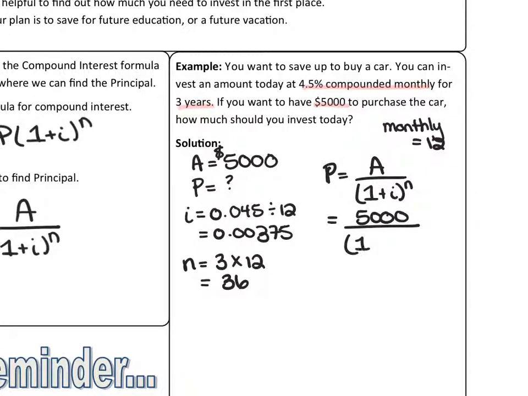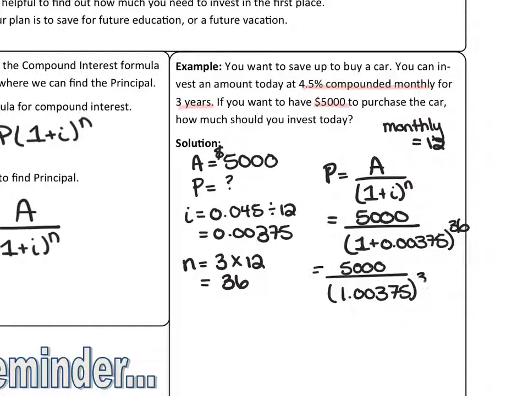5,000, 1 plus 0.00375, and 36 is our exponent. Now remember, we want to do BEDMAS, so in this case we're going to calculate the full bottom, and then we'll divide. So I'll do all the steps for you. This becomes 1.00375 to the exponent of 36.